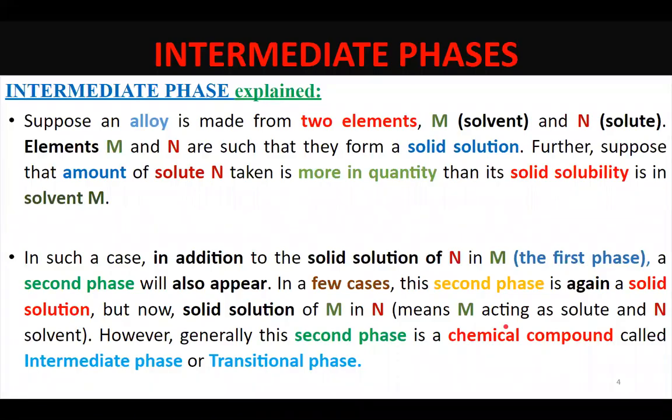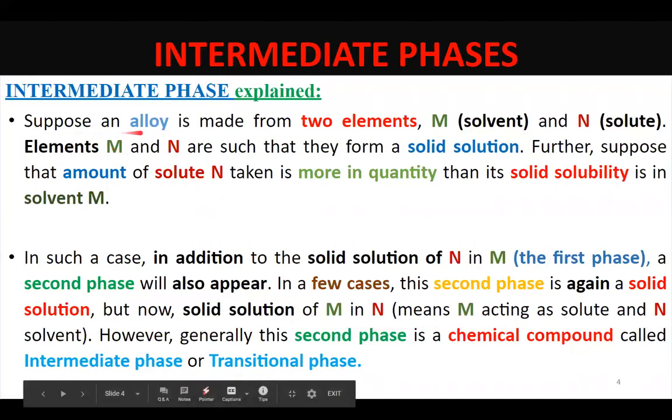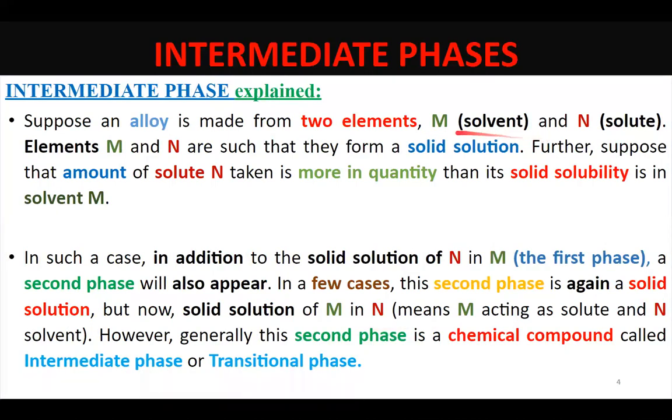Now, to understand or to explain what is meant by an intermediate phase or a transitional phase, let us assume that you are trying to form an alloy with the help of two elements, M and N, where M is the solvent and N is the solute. Now, importantly, assume that the amount of solute that has been taken is more than the solid solubility of the solute in the solvent under room temperature conditions.